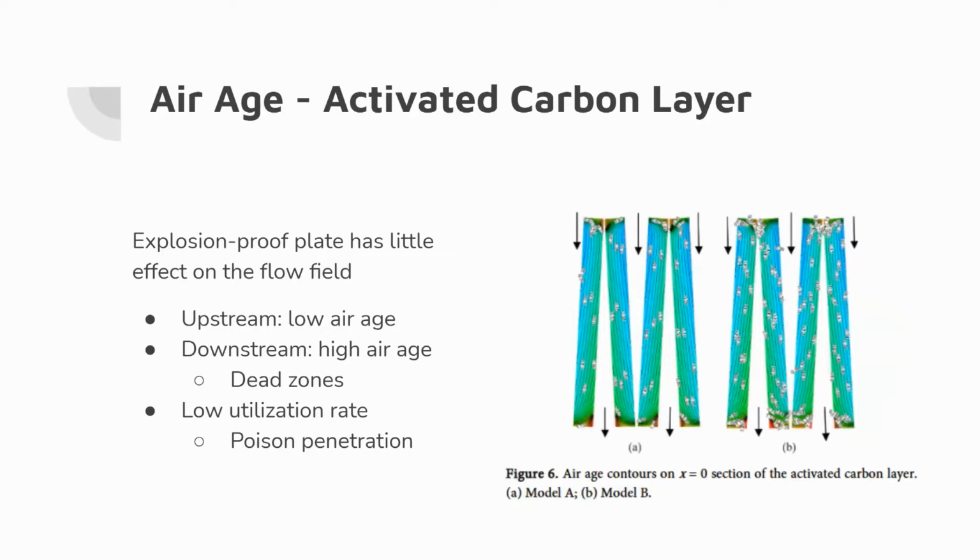In the activated carbon layer, the plate has little effect. In both cases, the upstream section has low air age, which, as mentioned earlier, can lead to penetration of poisonous gas. The downstream section has very high air age, which is indicative of dead zones. These both indicate low utilization, which could lead to poison penetration.